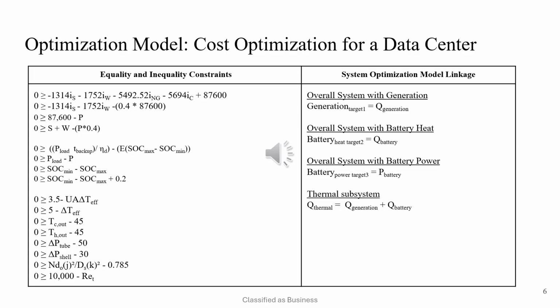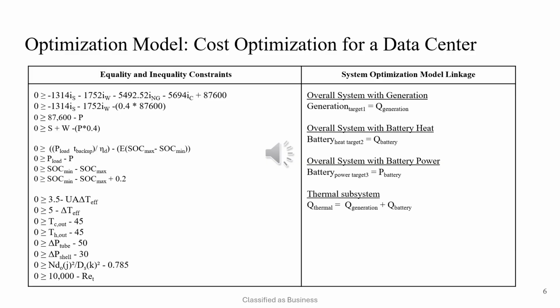This slide shows the full optimization model for our data center system, including all constraints and how the subsystems are linked together. On the left side, we group all of our equality and inequality constraints across all 3 subsystems. These include energy generation constraints to meet the total power demand, storage constraints to ensure sufficient backup energy and power capacity, and thermal constraints to maintain safe operating temperatures and pressure limits. Together, these constraints define the feasible design space for our optimization.